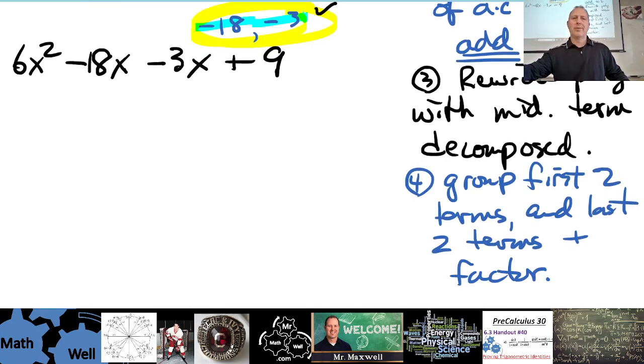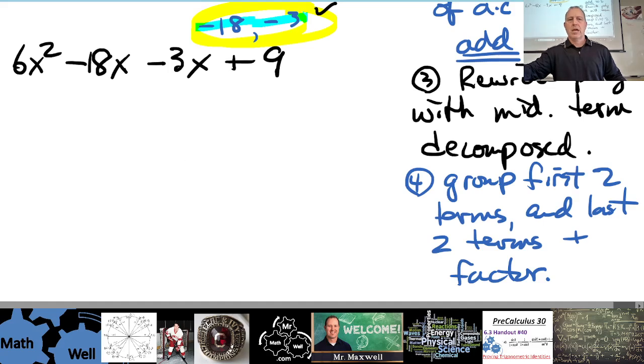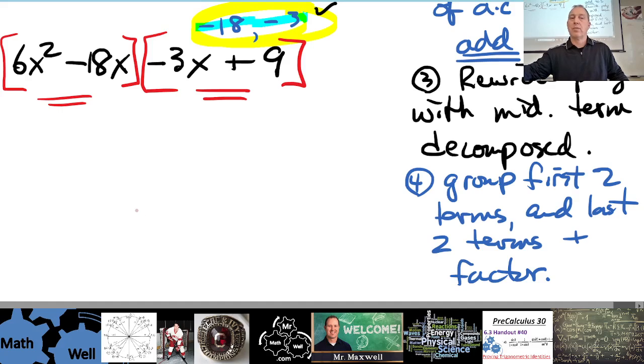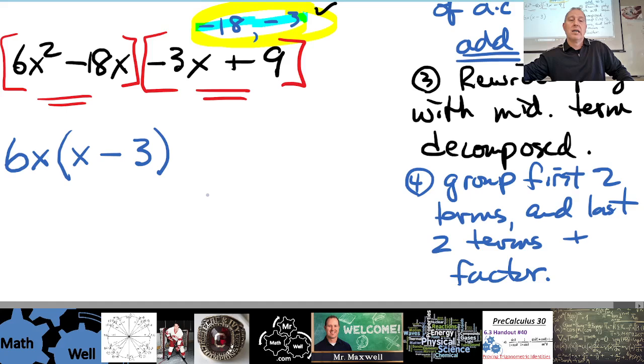So this is where it might get a little bit weird. I'm going to group the first two terms and the last two terms, including their signs like this, and I'm going to do a mini greatest common factor here for each of them. What's the greatest common factor between these two terms? 6x. So if you pulled out 3, it's not the greatest, but 6 would be the greatest, right? So if I pulled out a 6x, what do I have left over? X minus 3? Yeah? Okay. Do you see how this becomes this?